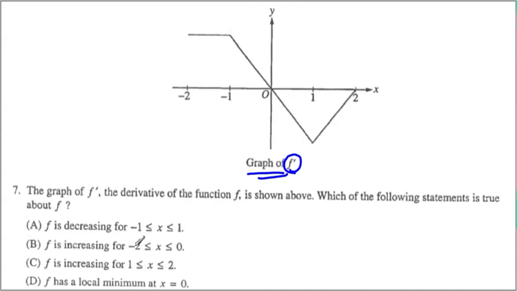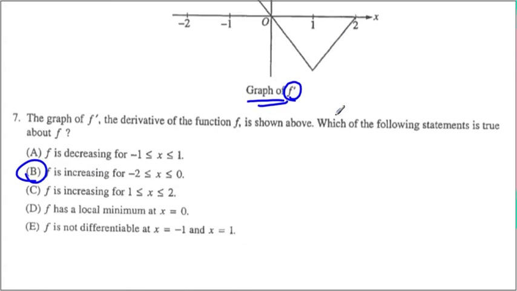F is increasing from -2 to 0. Is the function increasing? Yes, because the derivative is always positive. So B seems to be the answer. And then C, even though the graph seems to be increasing, we're not looking at f prime but f itself. When the first derivative is still negative, that means the function should be decreasing, and so forth. So the answer must be choice B.